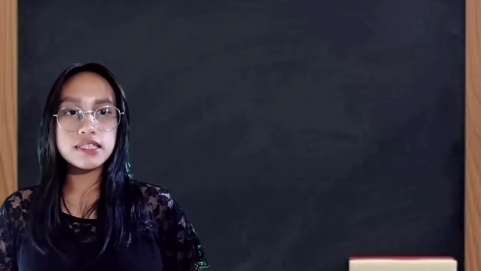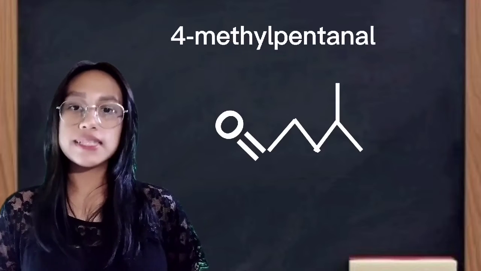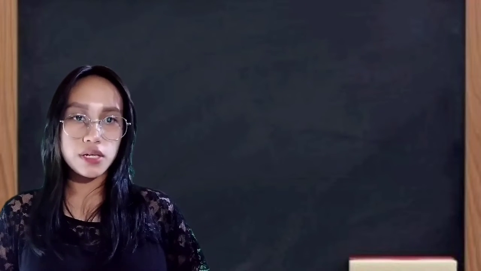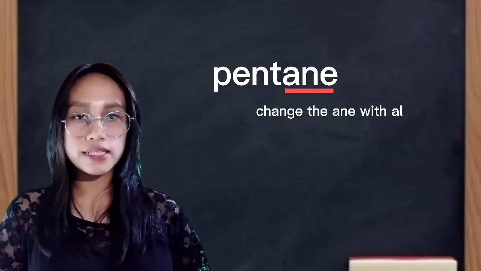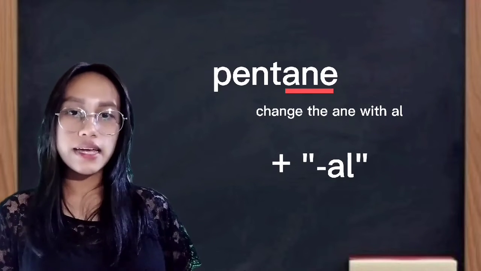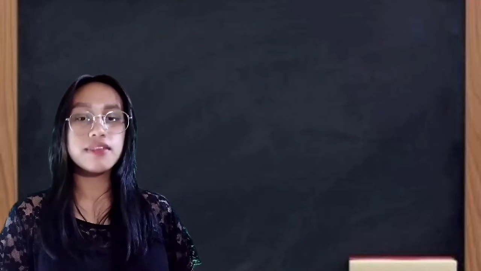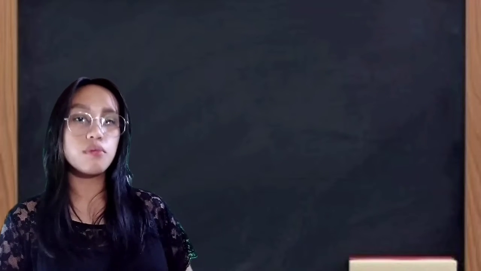Because the longest carbon chain in 4-methylpentanal has 5 carbon atoms, the parent term is pentane. The suffix -al is added to indicate the presence of the aldehyde group, and the chain is numbered starting at the carbonyl group. Because it is attached to the 4th carbon in the chain, the methyl group is assigned to number 4.